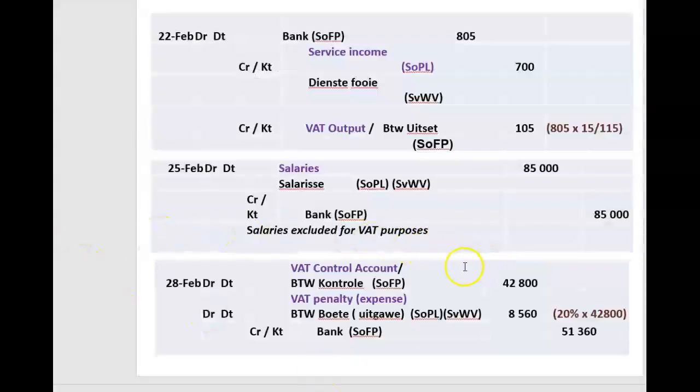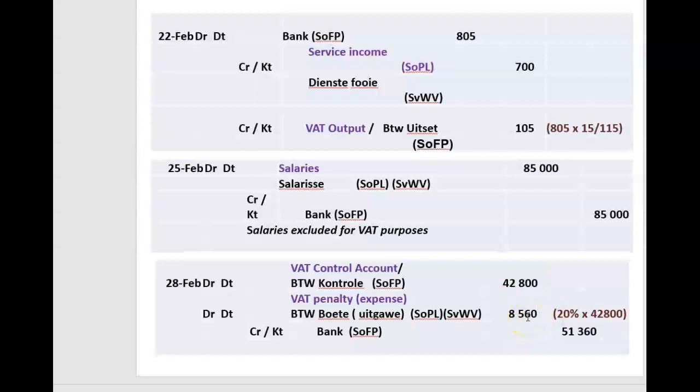Good. So the VAT control account, we're going to clean out 42,800 Rand. The expense account, VAT penalties and interest, is going to be debited, statement of profit or loss, with 8,560, and the 8,560 is 20% of 42,800. And bank would have been credited with a full amount of 51,360, the balance plus the interest.